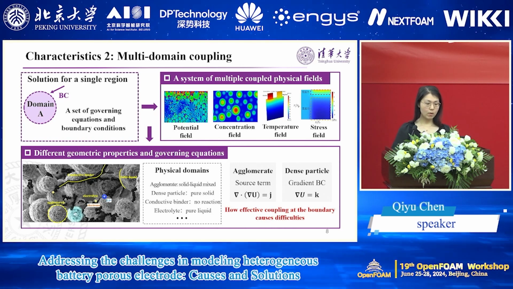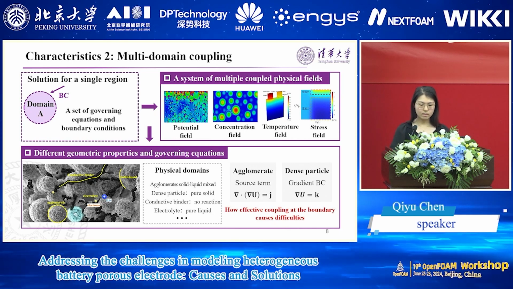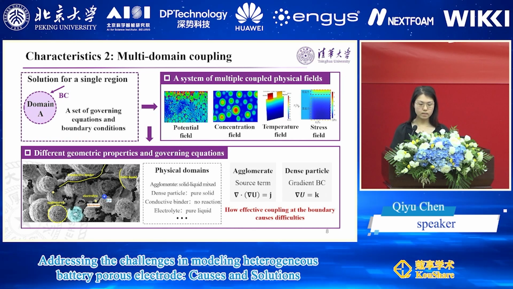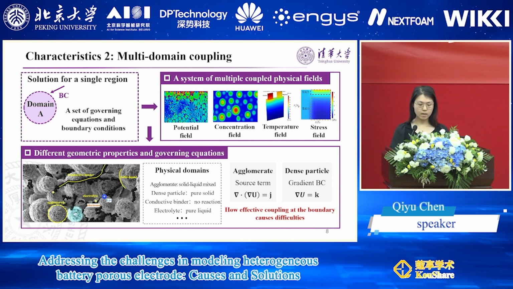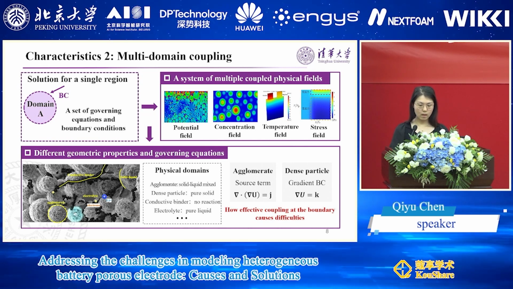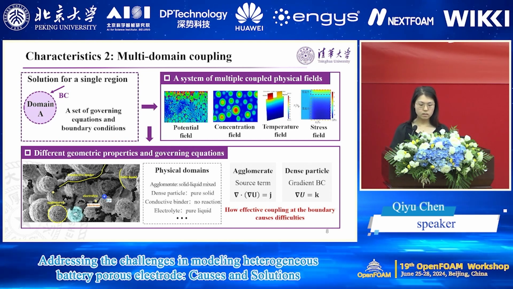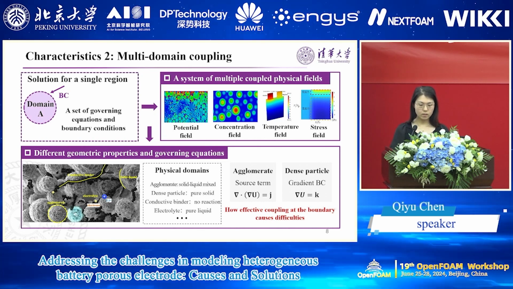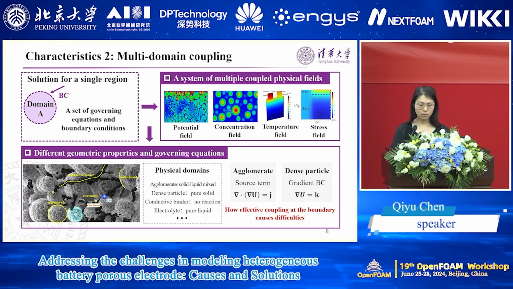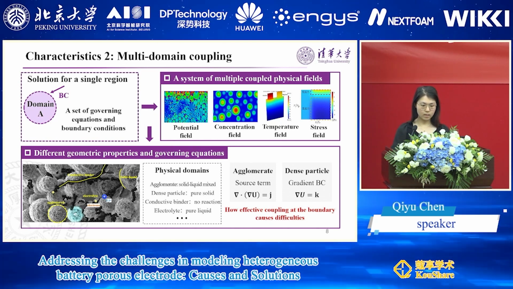Next is characteristic 2, multi-domain coupling. The porous electrolyte contains a large number of physical domains and fields such as a potential field, concentration field, temperature field, and stress field. Different domains have different geometrical and physical properties, so their governing equations are different. How to deal with the effective coupling of different physical domains at the interfaces as well as the variable transferring is a major challenge in the development of an electrochemical solver.